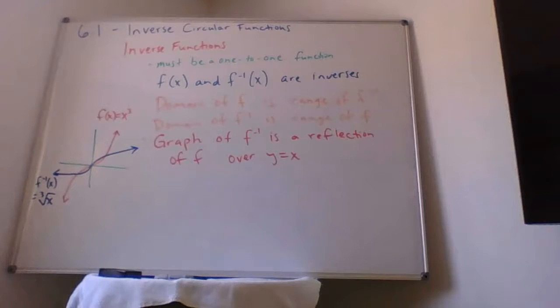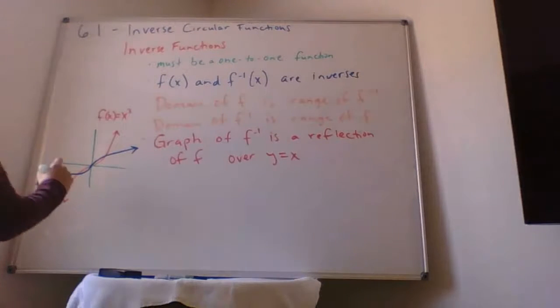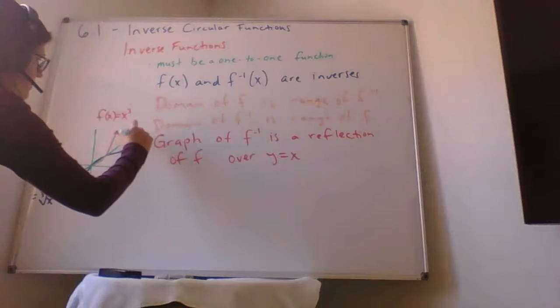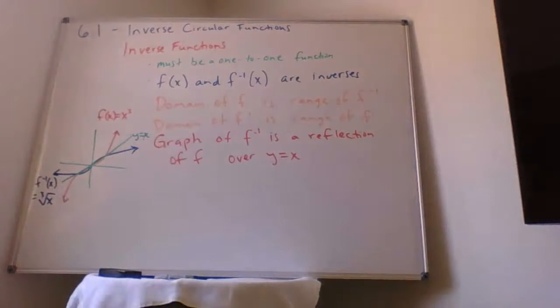You can see that they look similar, but they are oriented differently. The way they are related is that they are reflections of one another over the line y equals x. So if you take f and reflect it over the line y equals x, you'll get f inverse. Similarly, if you take f inverse and reflect it over the line y equals x, you will get the original function f.